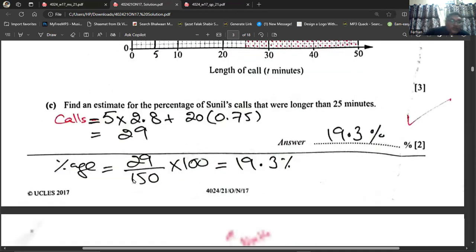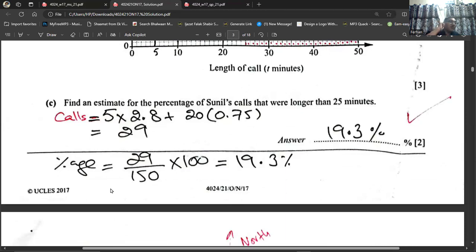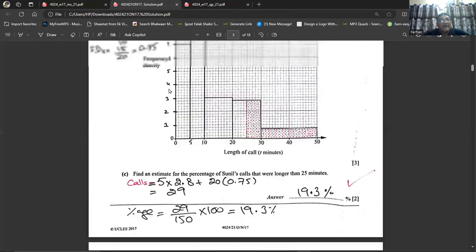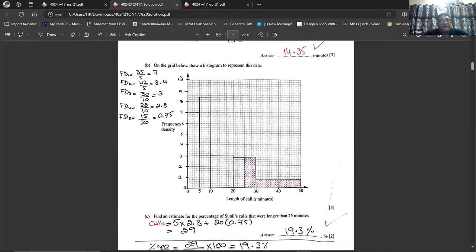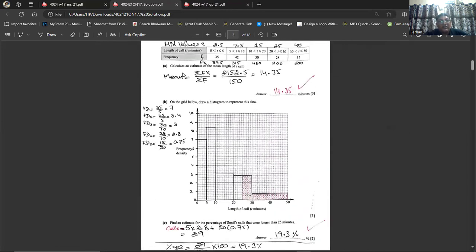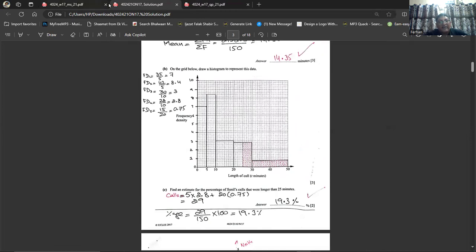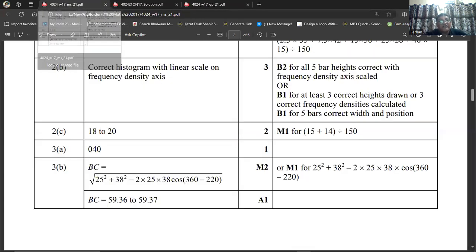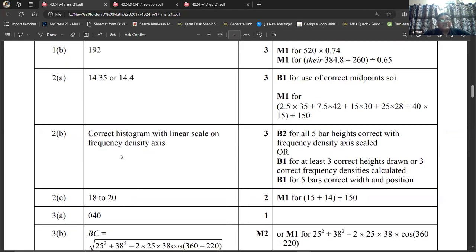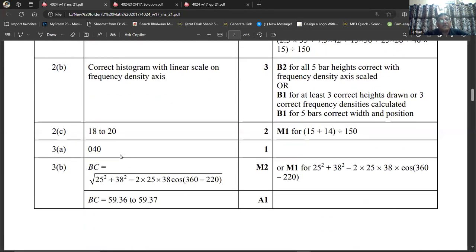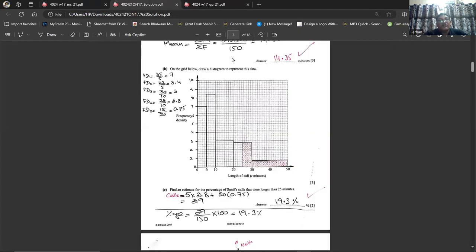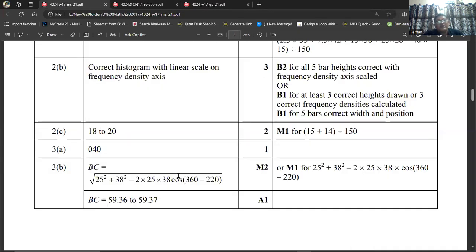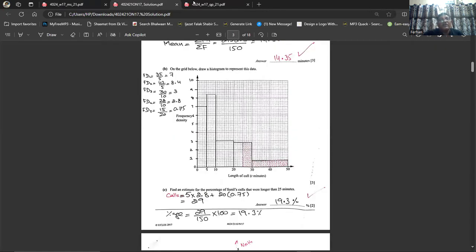So I want to convert this into percentage. Out of 150 calls, there are 29 such calls. So 29 divided by 150, multiplied by 100, and that will be 19.3%. So 19.3% calls are the calls which are more than 25 minutes. So where is this answer? Yeah, 18 to 20 is the answer. So our answer is 19.3, and it is within 18 to 20.